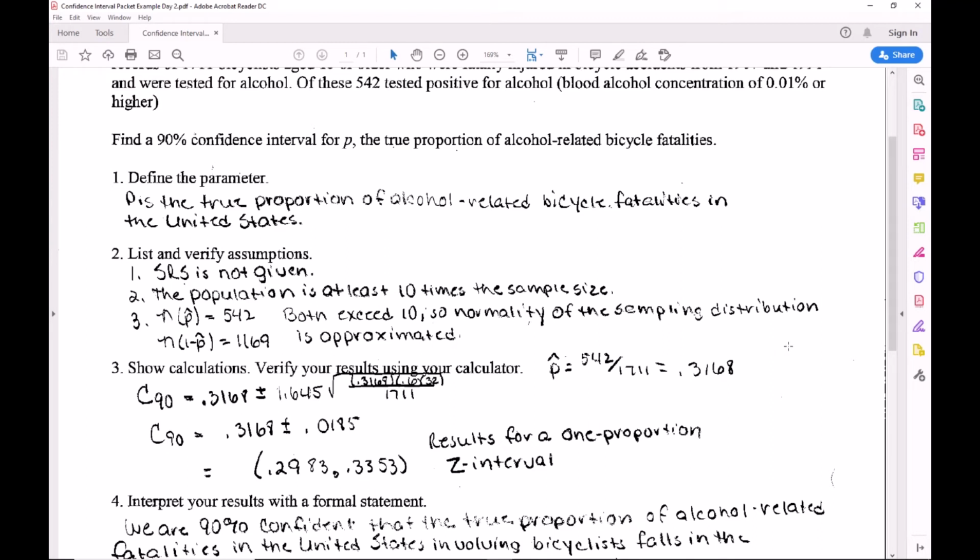So at least we have one of the three. Okay? So go ahead and pause and copy. All right, here's number 3.